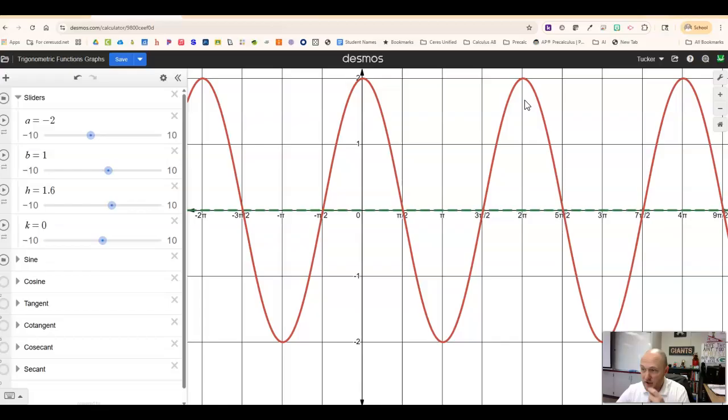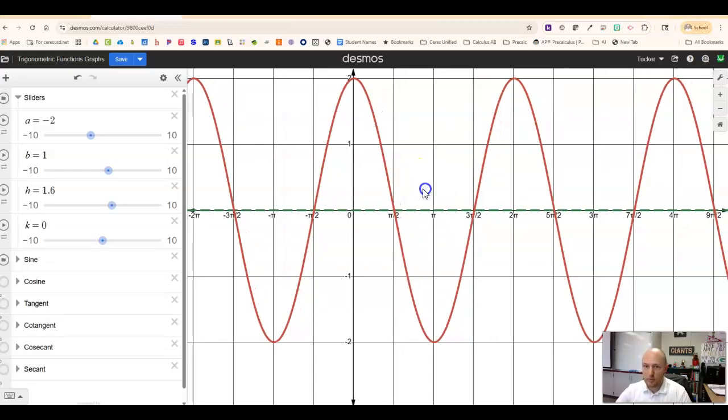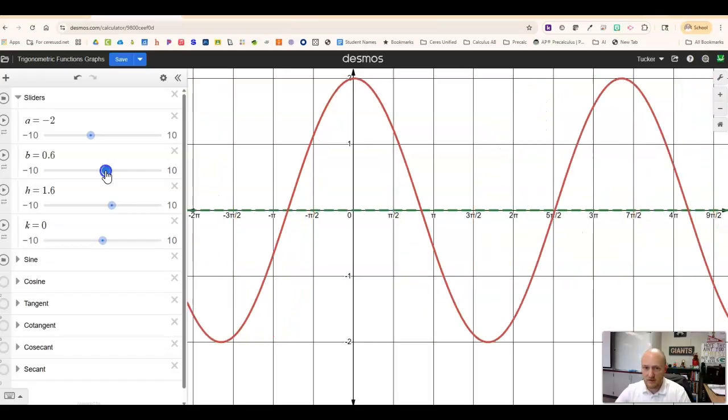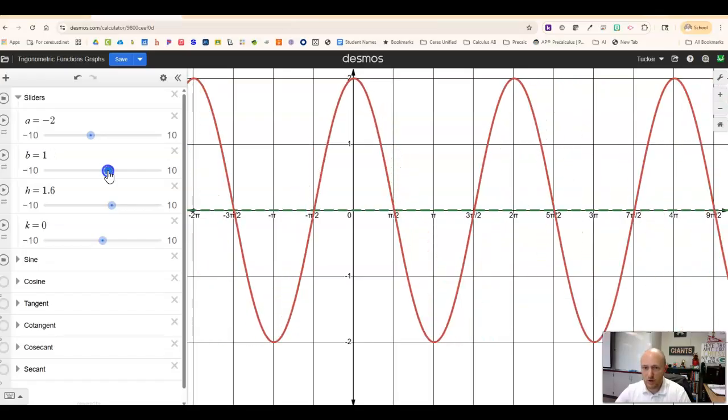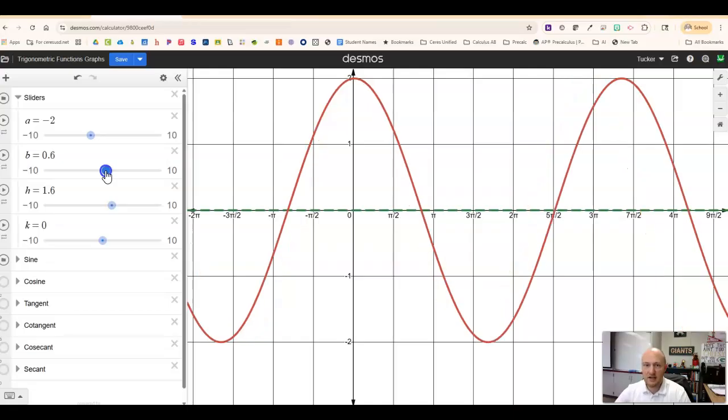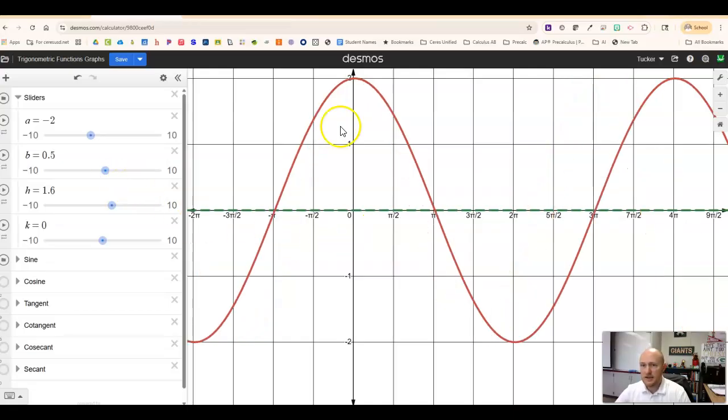And then the other thing was our period. Our period was 1/2. So let me go to 0.5 here. So from 1, watch how this looks from 1/2. It's elongating out. So our b value is 0.5.